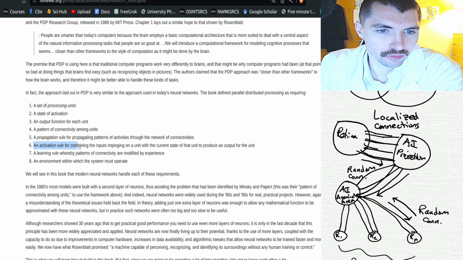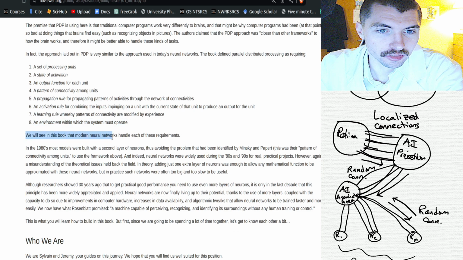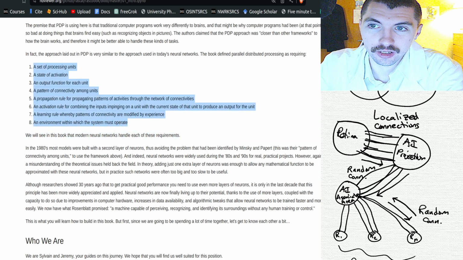An activation rule for combining the inputs impinging on a unit with the current state of that unit to produce an output for the unit. That's a mouthful. And a learning rule whereby patterns of connectivity are modified by experience, and an environment in which a system must operate. You'll see in this book that modern neural networks handle each of these requirements.